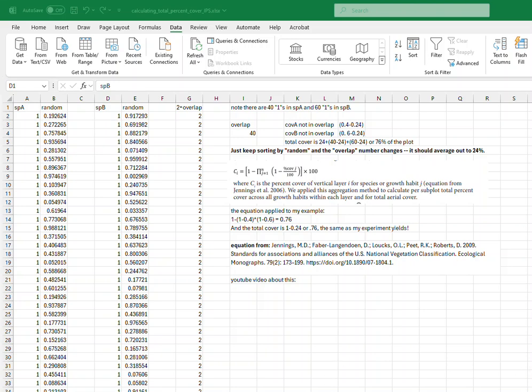The purpose of this video is to demonstrate how to calculate total percent cover of invasive species on a plot, given the way FIA collects its data. So I did an experiment here. I have two species, species A and species B.